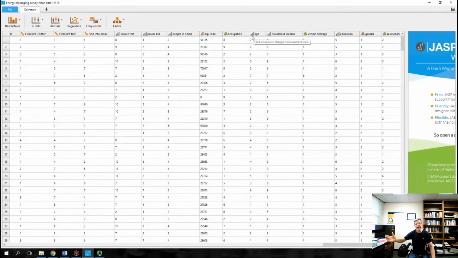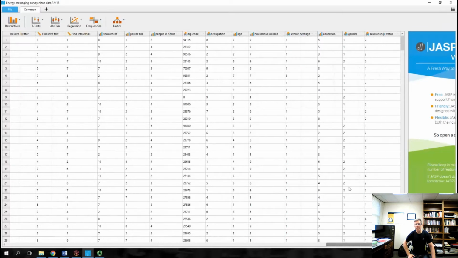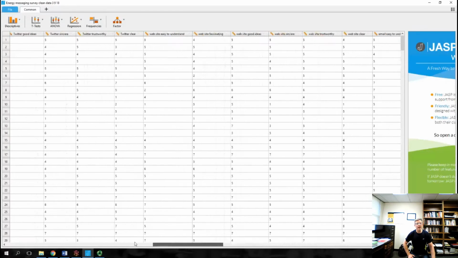Age, there's an order to age, ordinal. Household income, there's an order. Ethnic heritage, no order. Education, order. Okay, that's how I'm setting these little measure marks up here. Okay, gender, no order. Relationship status, no order. Okay, so make sure you have all these set across the top.